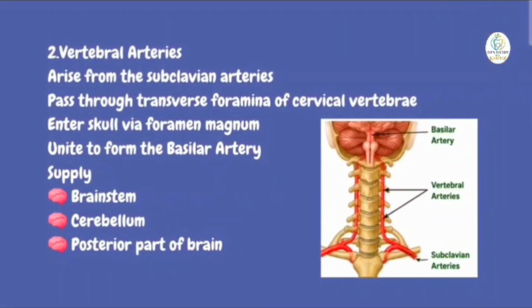Okay. Now let's move towards your vertebral arteries. We said that the vertebral artery arises from the subclavian arteries, the right from the right and the left from the left. They pass through the transverse foramina of the cervical vertebrae. These are your cervical vertebrae and these are your transverse foramina through which this artery is passing. They enter the skull via the foramen magnum. Someday I'm going to cover the skull anatomy very easily, but you can learn it now on your own. They unite to form the basilar artery.